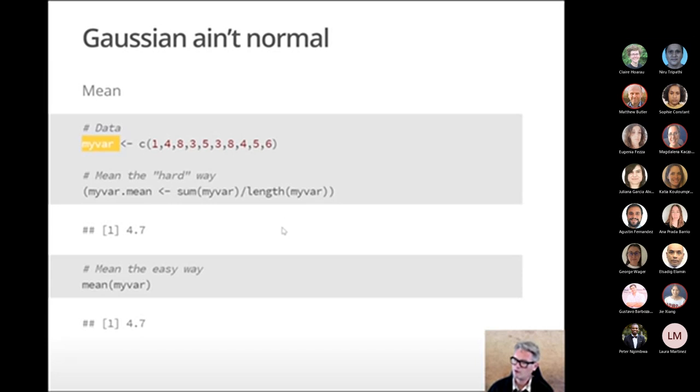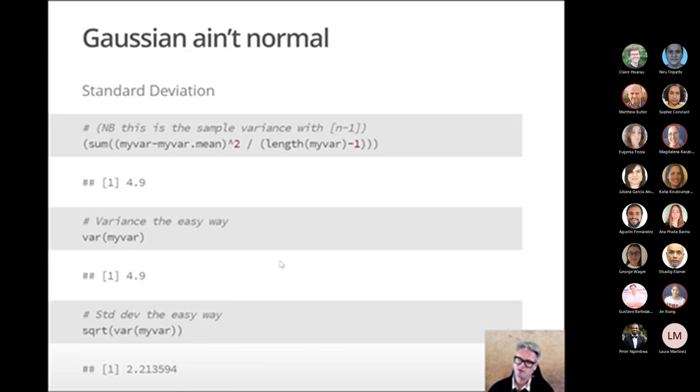I haven't shown the equations here, but this is really pretty basic stuff. I do show the equation on the page, but it's basically the sum total of all of the numbers in a vector divided by the number of elements in the vector, or the length of the vector. So programmatically, we could calculate the mean of our little data variable this way, the hard way. It's not that hard, but we'll call it the hard way. And we get 4.7, or we could do it the easy way using a function that does the work for us. One of the functions that calculates the mean in R, as you probably know, is the mean function.